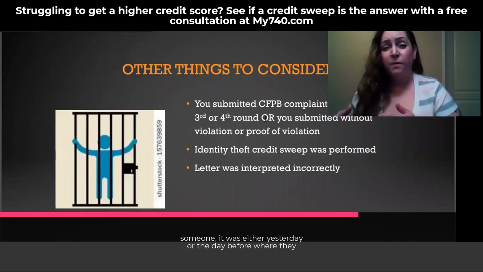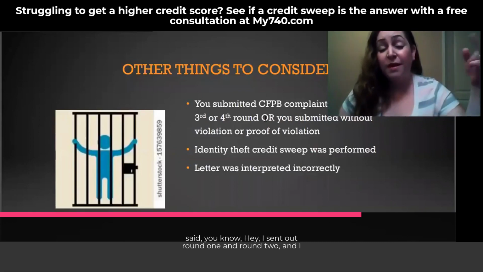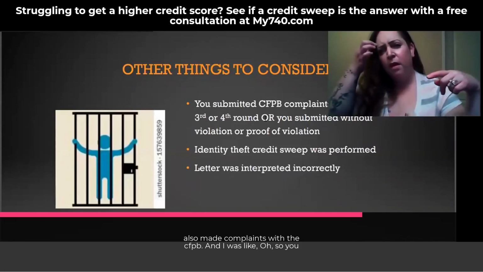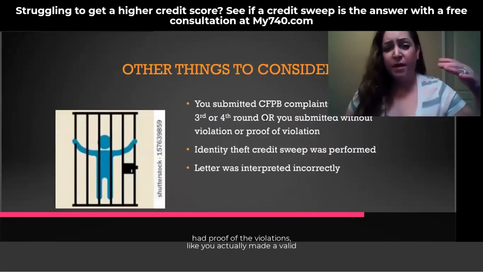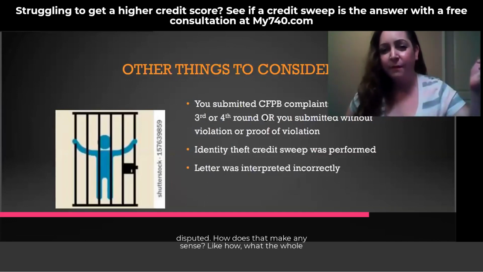So I actually spoke with someone, it was either yesterday or the day before, where they said, hey, I sent out round 1 and round 2, and I also made complaints with the CFPB, and I was like, oh, so you had proof of the violations, like you actually made a valid complaint? And they're like, no, I just made a complaint. And then someone told me that they made a complaint and they never disputed.